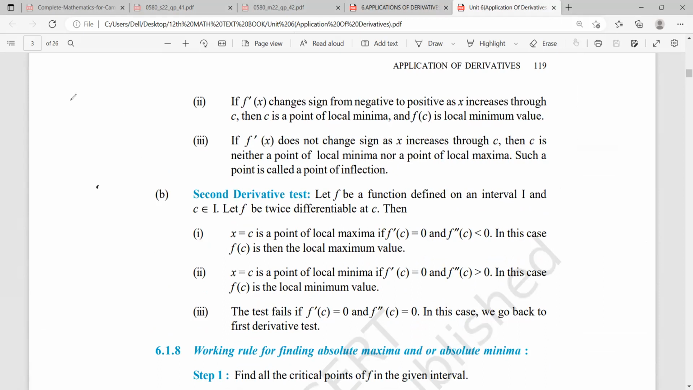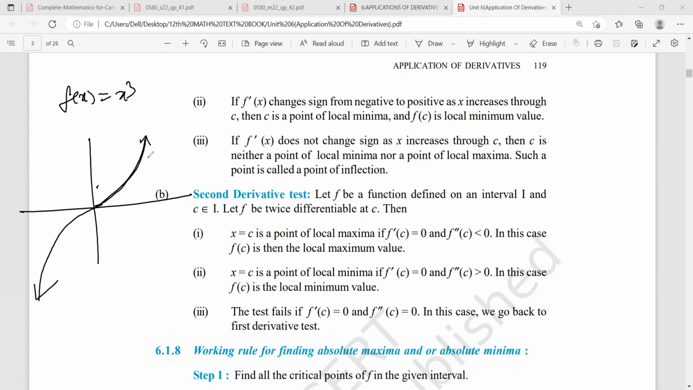Sometimes what happens, f of x equal to x cube. This example is generally given. So what happens is, like this, instead of going this side, it goes this side. So f dash of x is 3x square. If you equate it to 0, x equals 0, which is here. x equal to 0, y equal to 0 is the origin. See here, f dash of x is 0 at 0.